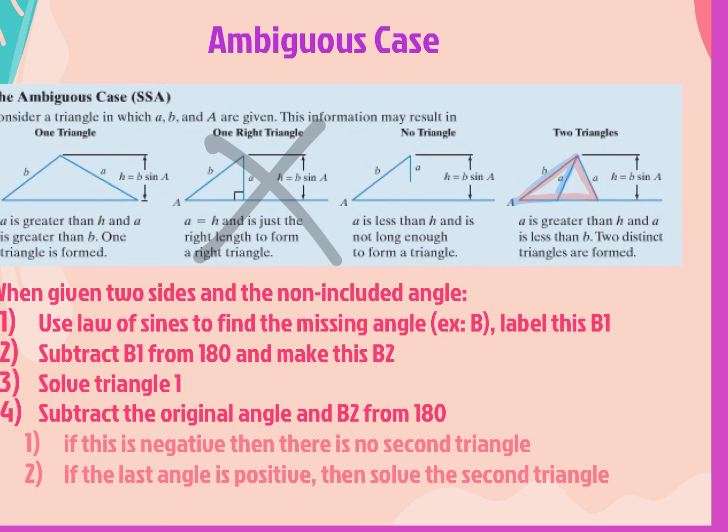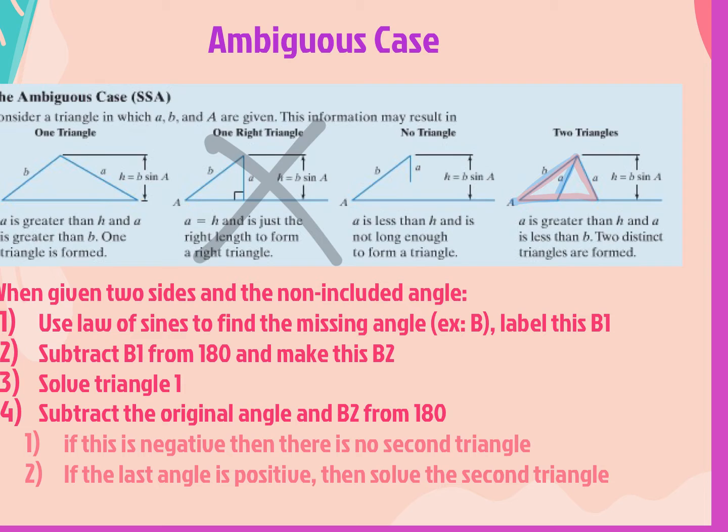We assume that there are two triangles when we're given this kind of information until we prove ourselves wrong. So you're going to be given two sides and the non-included angle. You're going to use law of sines to find the first missing angle. Let's say that letter is B. It could be A, it could be B, it could be C, but let's say it's B that we're going to find. We're actually going to call this B1 because we're going to assume there's another angle out there. Then we'll take B1 and subtract it from 180 and make that B2, and we're going to say that goes with the second triangle.